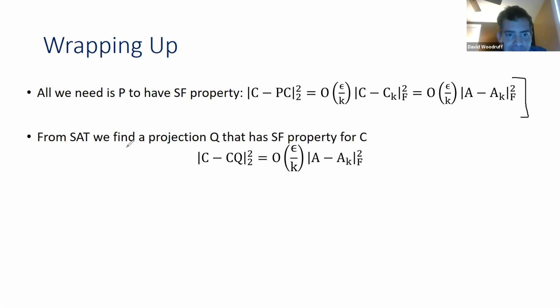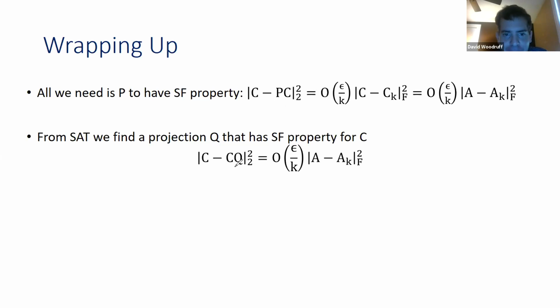Now once you have this tiny matrix, you have to find a projection Q with this SF property. That can be done using existing work from Cohen et al. But this Q is no good for us. It's on the right, not on the left. And more specifically, it has super tiny dimensions, and it should, because you're looking at a super tiny matrix. So there's no way that this can have the SF property for C. It doesn't even have n dimensions.